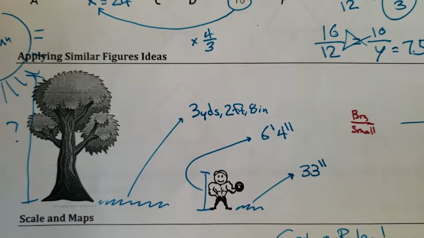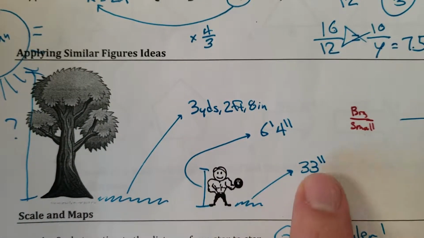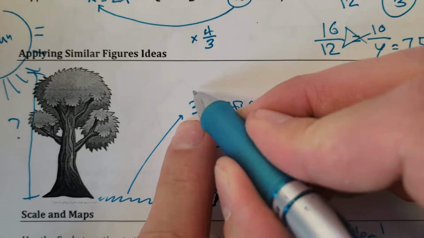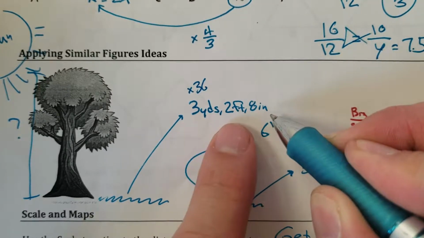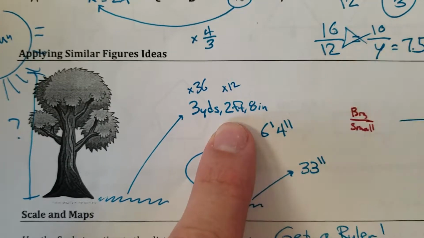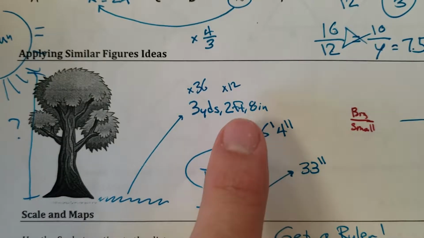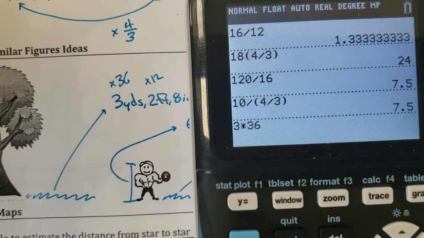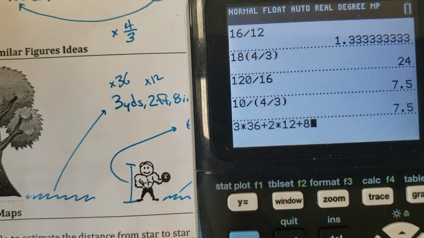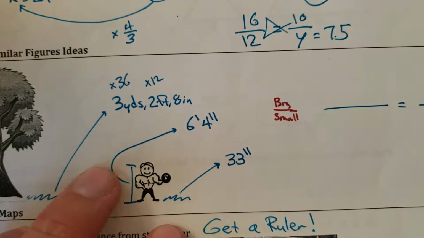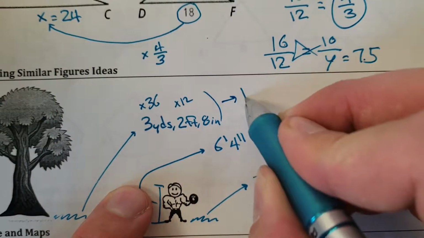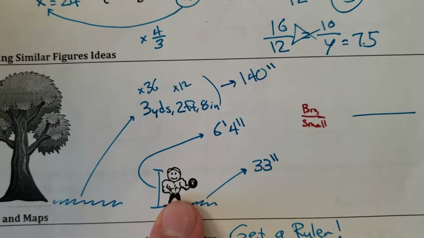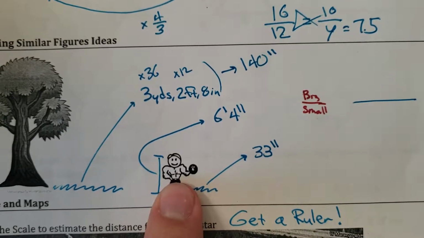So, first thing before I do anything, I'm going to convert everything to inches so that they're all the same unit. Okay, so 3 yards, that's 36 inches per yard. Feet times 12, that's going to give me the feet. 8 inches, I'm going to add in a second. Oh, let's do that right now. Here we go. So we have 3 times 36 plus 2 times 12 plus 8 inches. Looks like the tree shadow is going to be 140 inches.